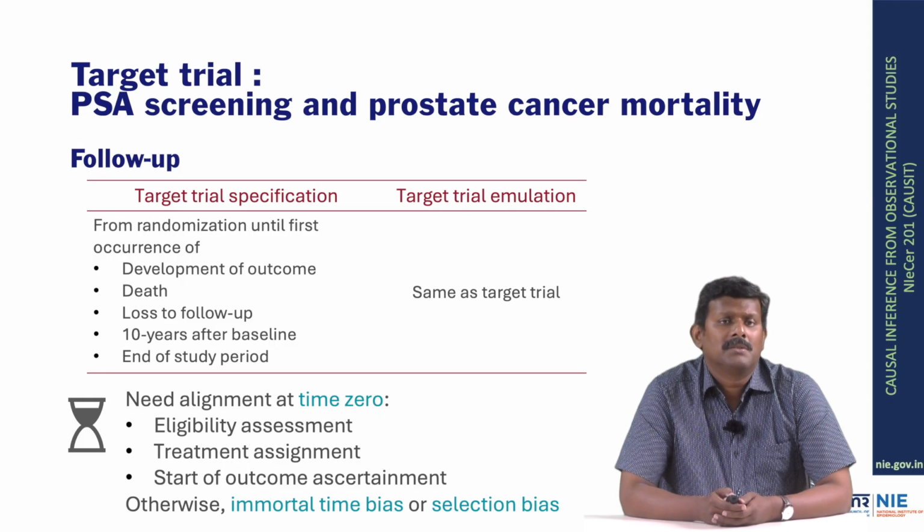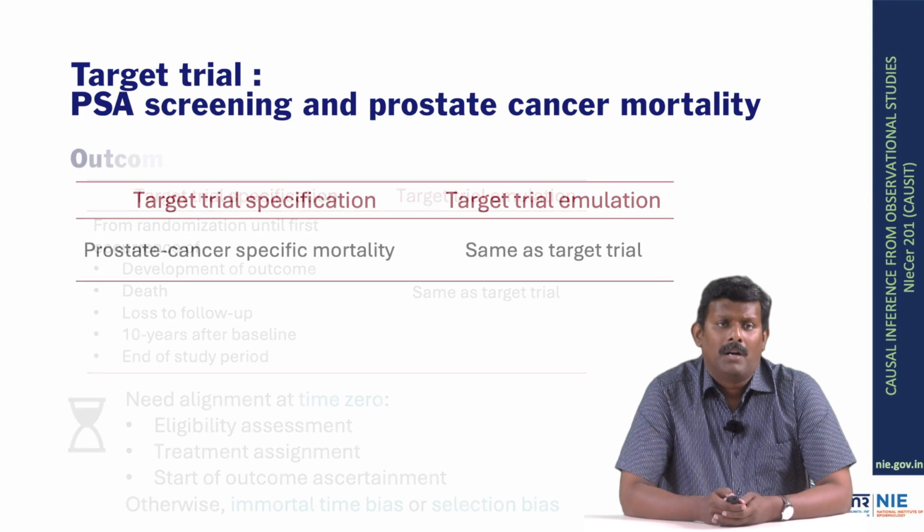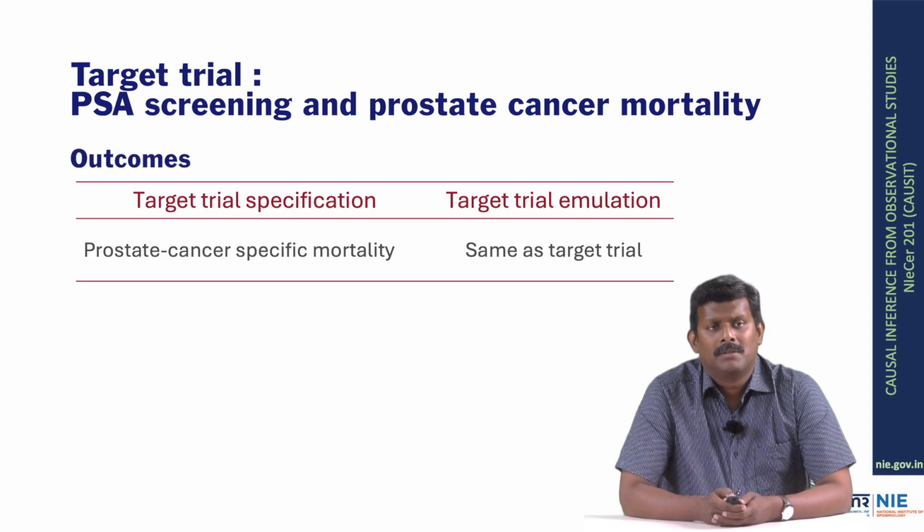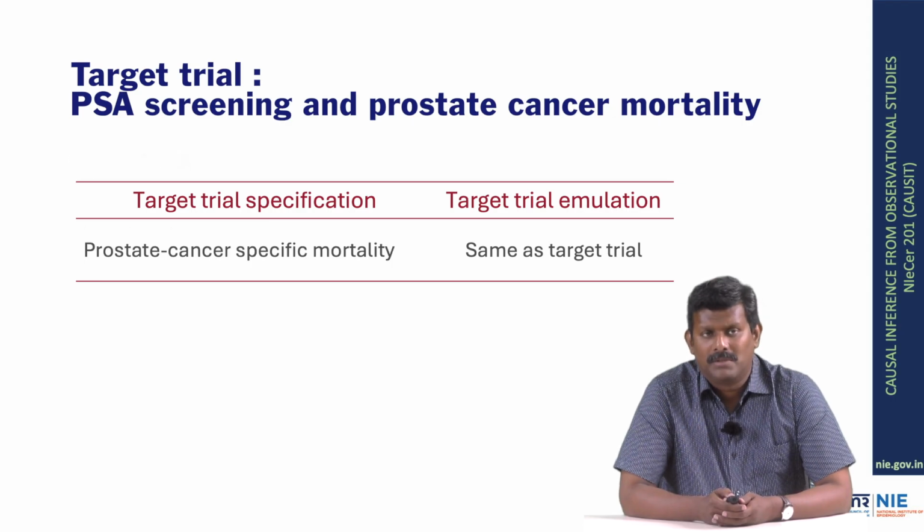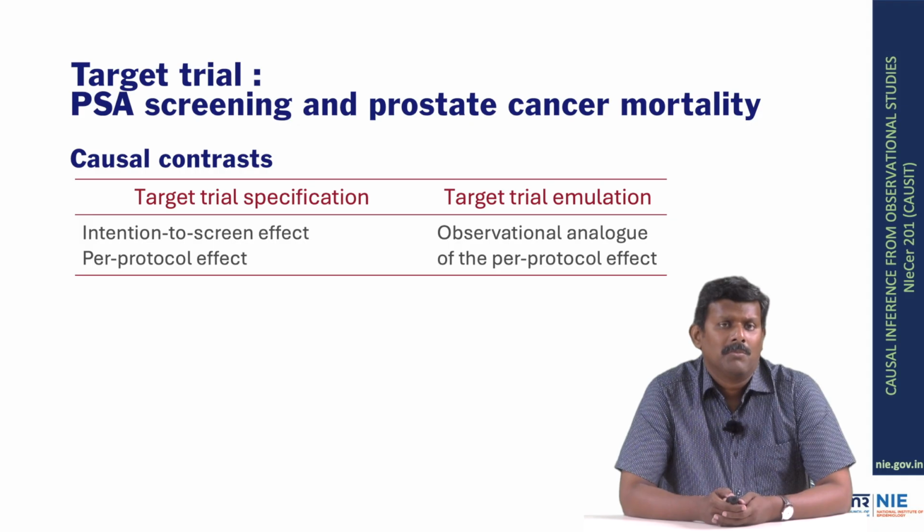One of the important things to consider under this particular area is the need for alignment at time zero, where the eligibility assessment, the treatment assignment, and the start of outcome assessment have to be very clearly spelled out. Otherwise, immortal time bias or selection bias is bound to happen. The outcome specifically stated in the target trial is prostate cancer specific mortality, which is the same as in the target trial emulation. The causal contrast is established by analyzing both the intention-to-treat effect and the per protocol effect. The same is carried over in the target trial emulation as well.